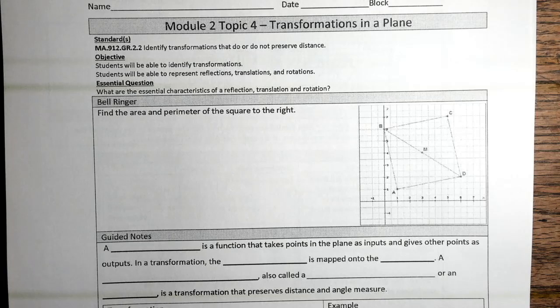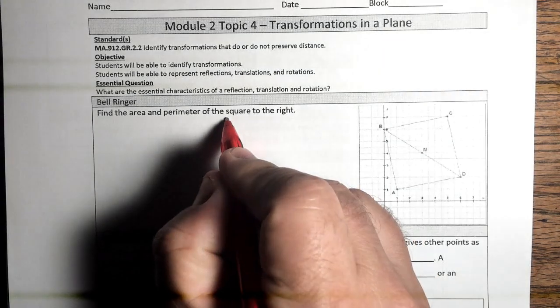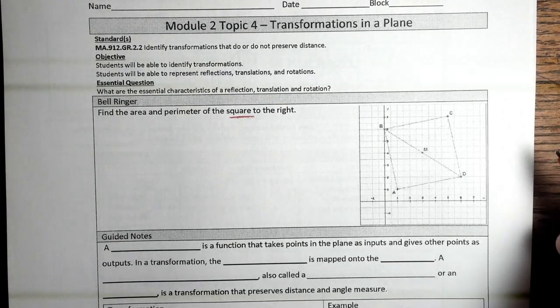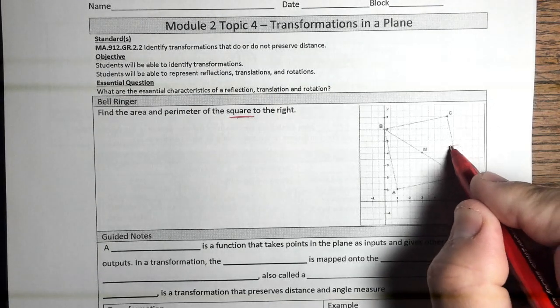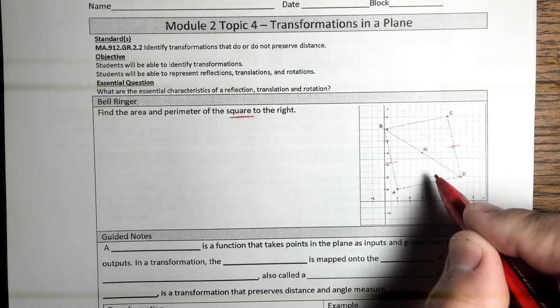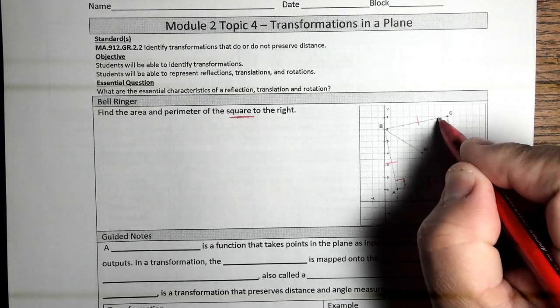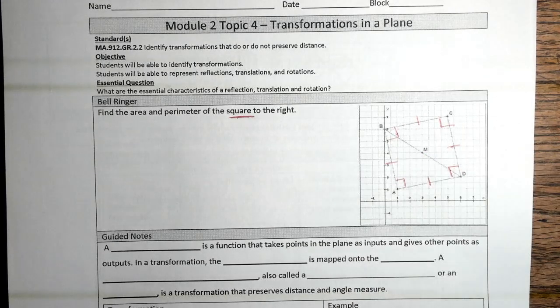Alright, it says find the area and the perimeter of the square to the right. So the first thing I notice is it's a square. It tells us it's a square. And we've discussed in class, we know that a square has 4 sides that are all congruent, and it has 4 right angles. So we're just going to mark those.